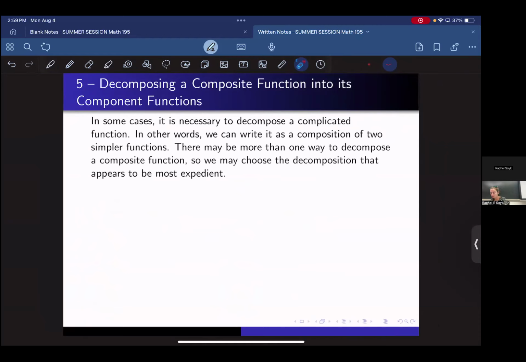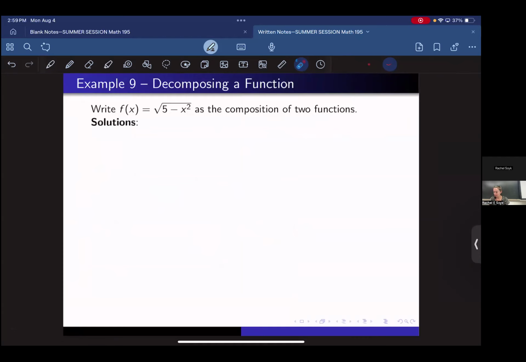Sometimes it's necessary to decompose a complicated function, aka just break it up into simpler functions. And sometimes there's more than one way to do it. So we have the freedom to do what is easiest for us, and it might be easy one way for me and easy another way for you, but we both have solutions to the problem. So it's kind of cool that there is more than one way or one solution when we're dealing with decomposition.